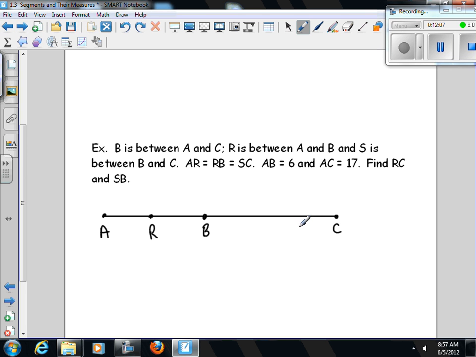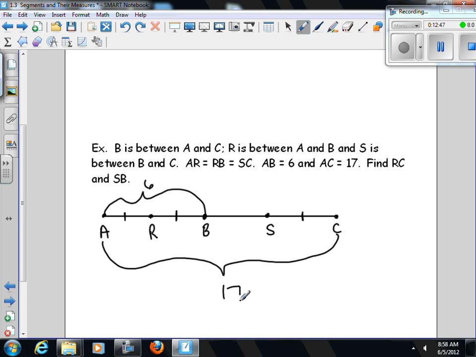S is between B and C. So I know S goes somewhere over here. Now, let's see. AR, RB, and SC, it says, are all the same length. So I'm going to make this little mark to show that these are equal. AR is equal to RB, which is equal to SC. Okay? You've probably seen those marks before. If you haven't, that just means that those segments are equal to each other. Now, AB, we're told, is 6. So from A to B, it's 6. From A to C, it's 17.